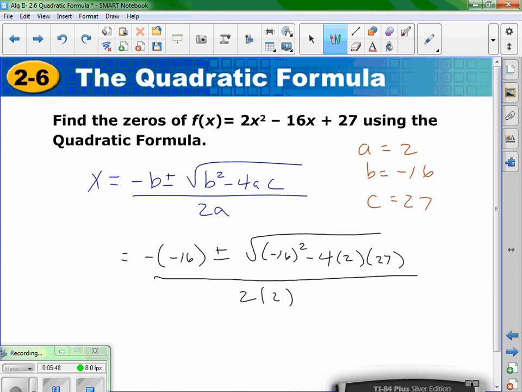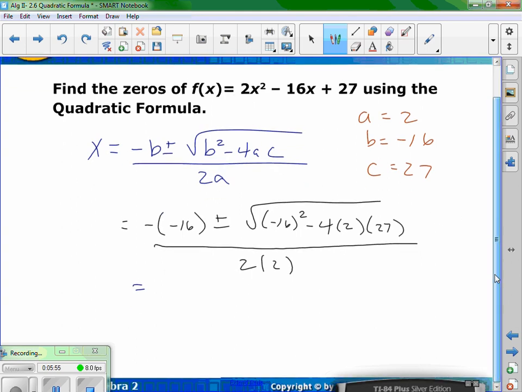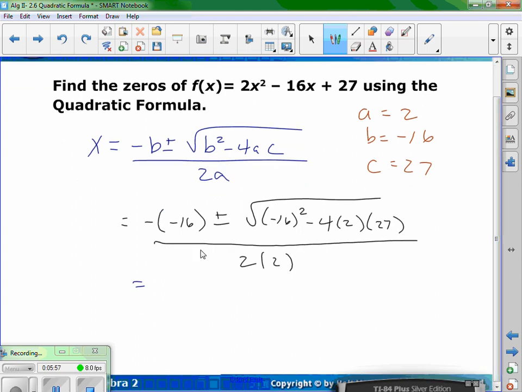Now it's just solving. What's a negative negative? Positive. So I have 16 plus or minus the square root of all over. What's 2 times 2? 4. All right, let's do this fun stuff on the inside. What's negative 16 squared?